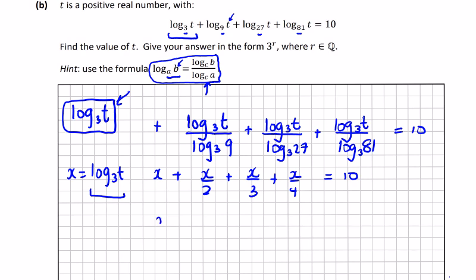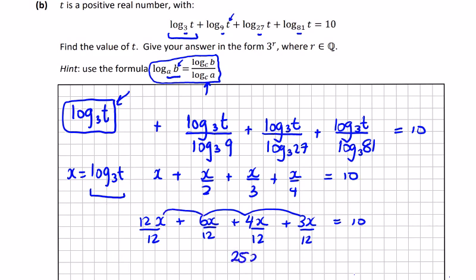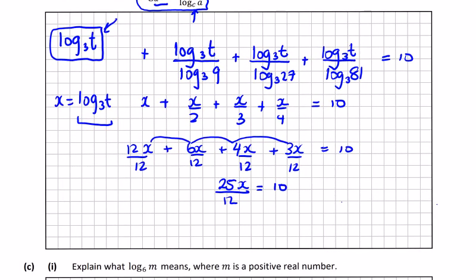So common denominator of 12: 12x over 12 plus 6x over 12 plus 4x over 12 plus 3x over 12. Just double checking them all, equals 10. We have a half, we have a third, we have a quarter. So we've 12 and 6, 18, 22, 25 x's over 12 is equal to 10. So that means that x is equal to 120 over 25.